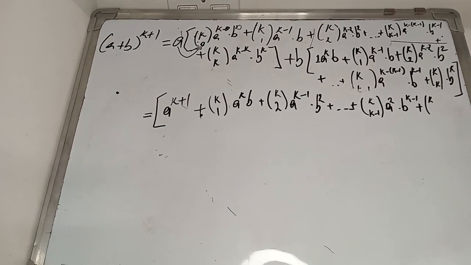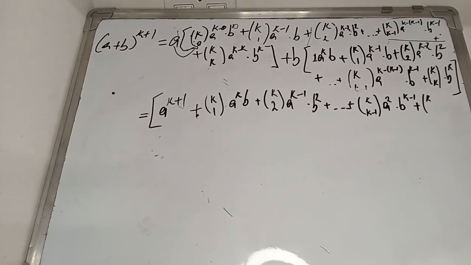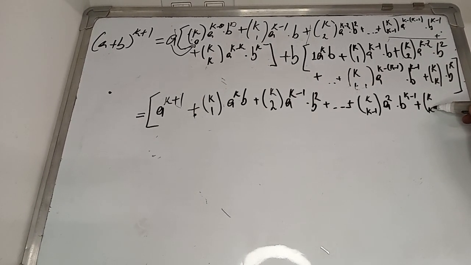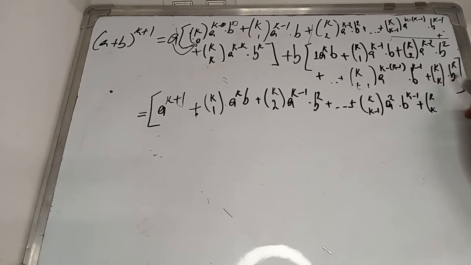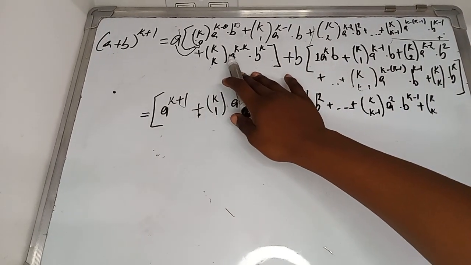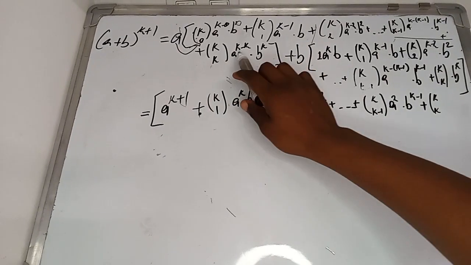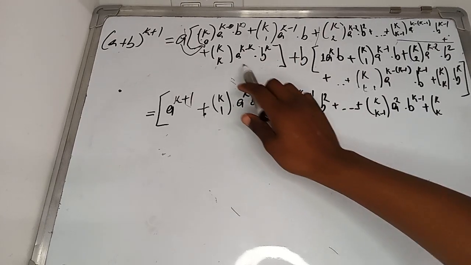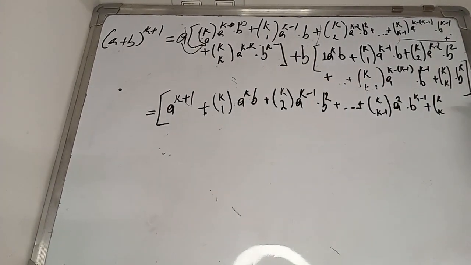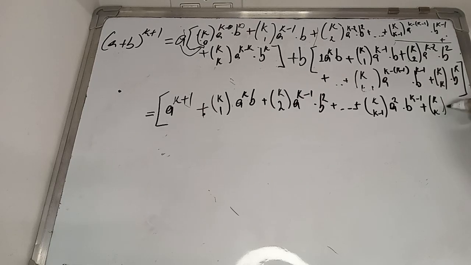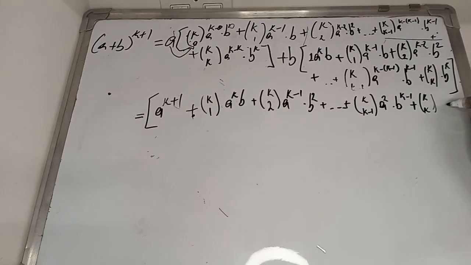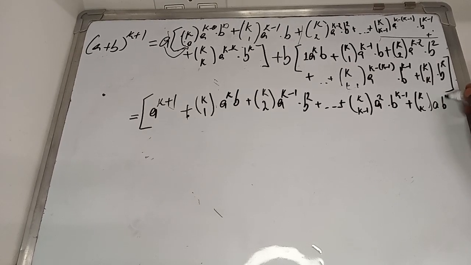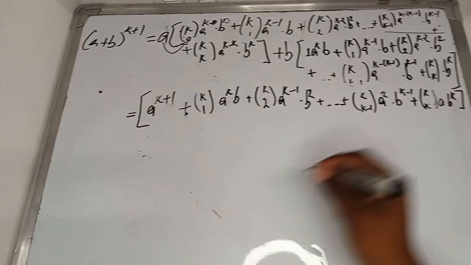But good people, you know what? K choose k is the same as 1, but let me write that down. K choose k, which is this last term right here, multiplied by a to the power k minus k, that's 0. So a to the power 0 is 1. So here we have nothing but this a. So we have a times b to the power k. Then we close the bracket.